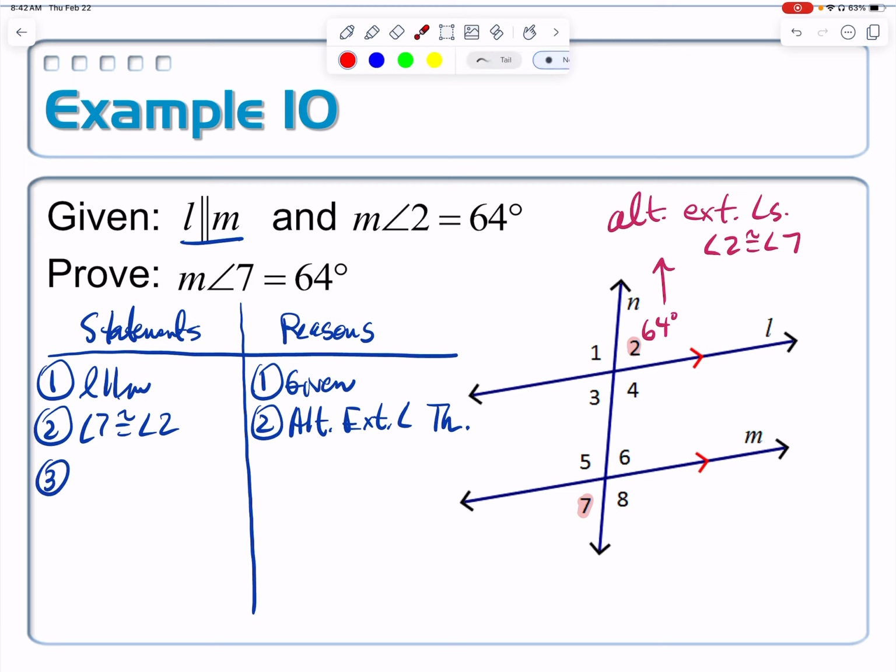I'm not going to use the measure of angle 2 being 64 degrees just yet, and the reason why is because this is a number, but these things are shapes, and I can't just substitute the 64 degrees in here yet. Not until I turn this into an equation, and that's easy to do. We have to do that in so many of these proofs. What does it mean for the two angles to be congruent? It means that their measurements are equal. So the measure of angle 7 is equal to the measure of angle 2, and the reason for that is the definition of congruent angles.